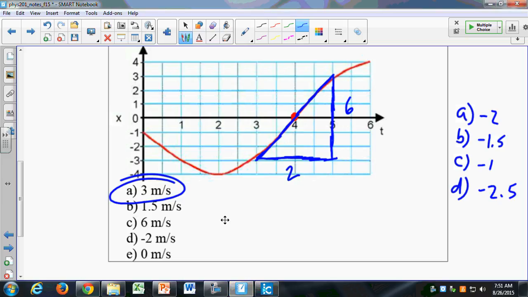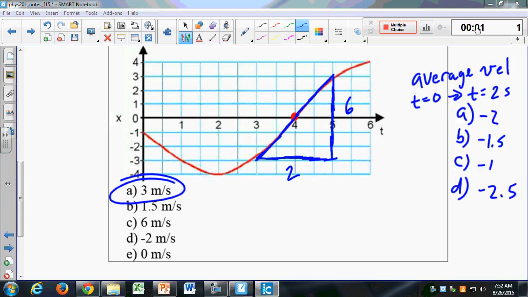All right, let's go ahead. I'm going to leave the graph up here so you can see it. But on the next question, I asked for the average velocity between t equals 0 and t equal 2 seconds. What is the average velocity between t equals 0 and t equal 2 seconds? And these are your options. It's on the next page, I think, for y'all.